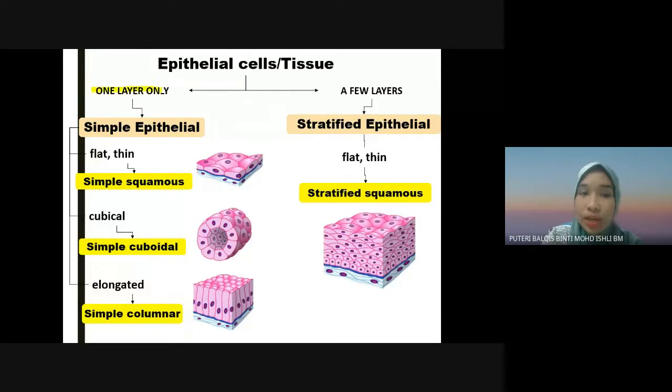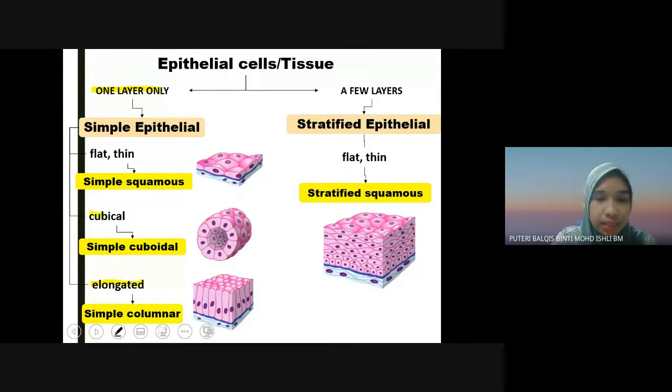Alright, so epithelial cell or tissue, one layer only. Okay, as I said, one layer. Kita ada simple squamous. Simple squamous ni dia flat. Okay, flat and thin. Dia nipis. Simple cuboidal, cube shape. Okay, bentuk cube. So you tengok dia bentuk cube. Right? Simple columnar, elongated. Okay, simple columnar, it is elongated. Okay, simple squamous ni, okay, this one.